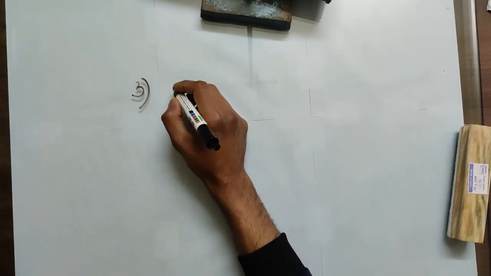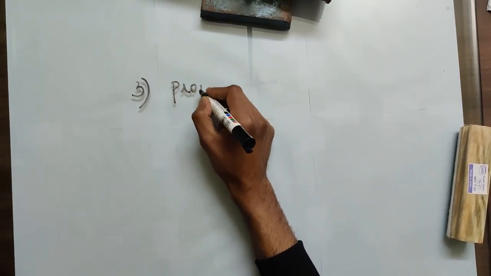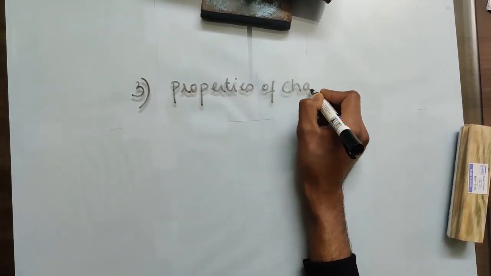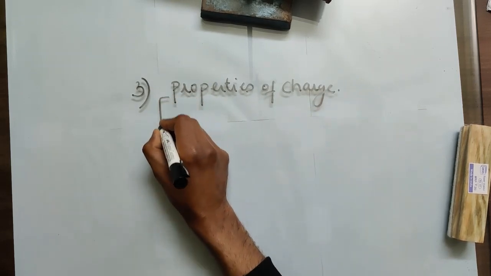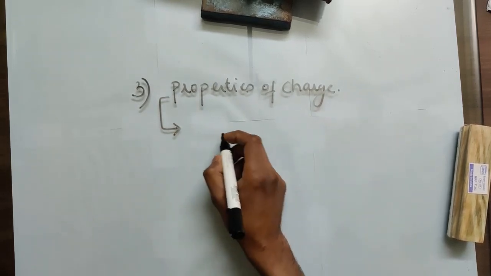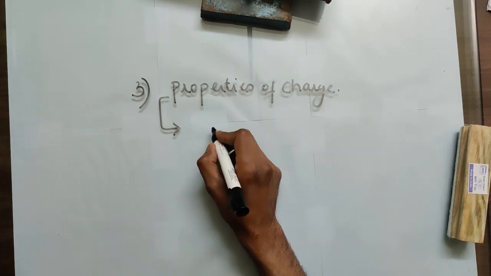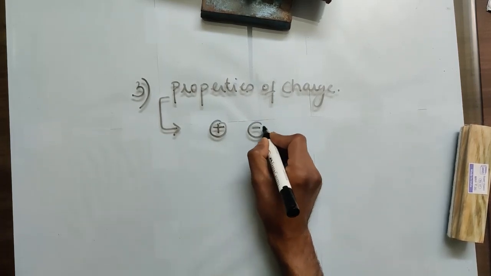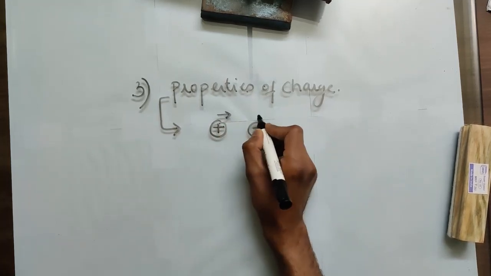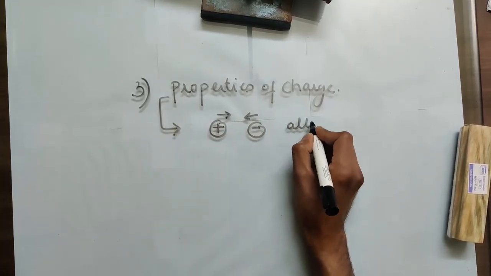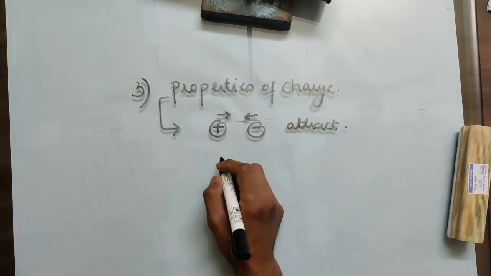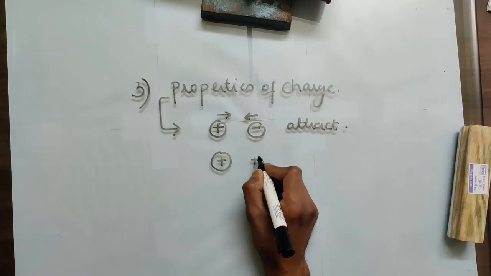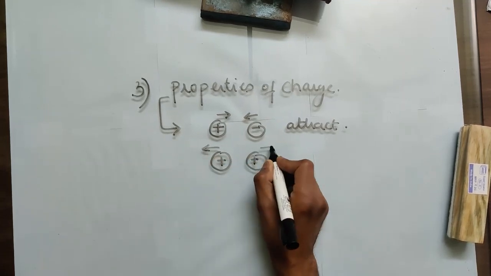What are different properties of charge? First, opposite charges attract each other, whereas two similar charges repel each other.